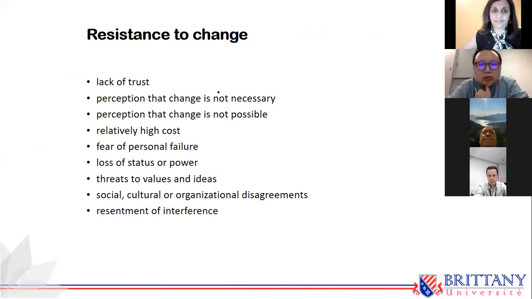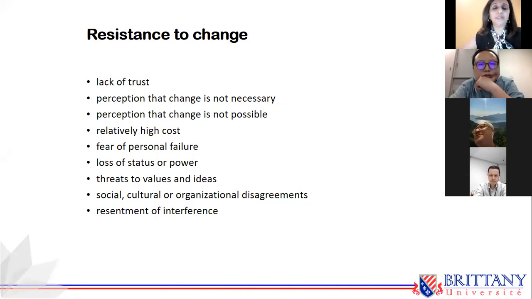Lack of trust. Your colleagues don't trust that your idea is going to work. For example, you say we are going to have a healthy diet, right? Perception that change is not necessary. There are people in the company, which is 20 years old, who will say, why do we need to change? There is no need to change. Let's just keep on doing the same thing. Oh, it's so difficult. You want to go and change this and change that. You know how reactions are. So there's a perception that we don't need it.